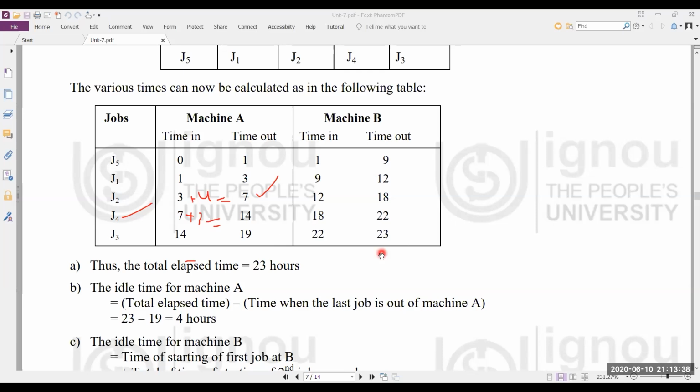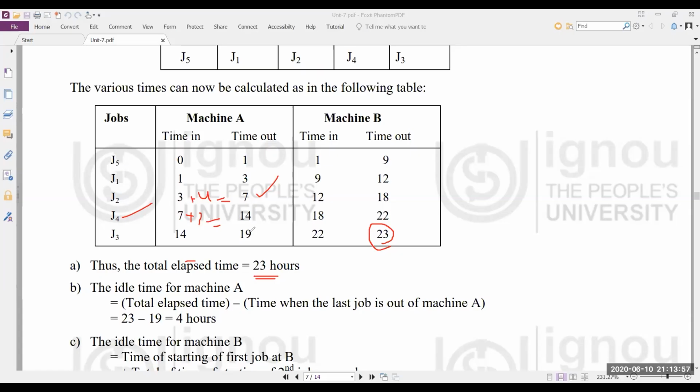The total time taken by both machines is equal to 23 hours. Okay, so total elapsed time is equal to 23 hours. Now the idle time for machine A. Machine A is continuously working: 0 to 1, 1 to 3, 3 to 7, 7 to 14, 14 to 19.